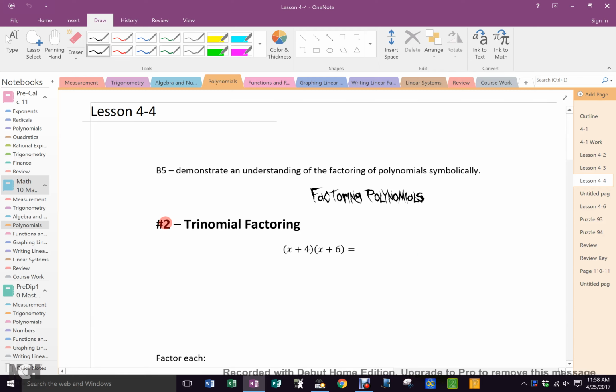This is factoring type 2. What is factoring type 1? What did we call it? Greatest common factoring. We cannot forget number 1 is GCF factoring. And remember, we are always supposed to try that first. All right? Now, let's talk about what we just did.